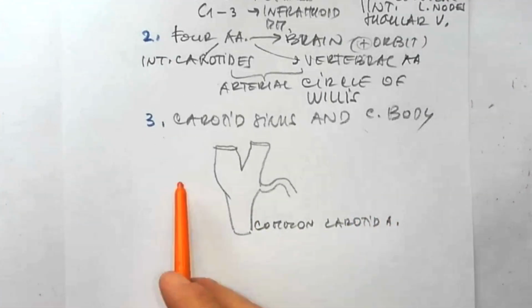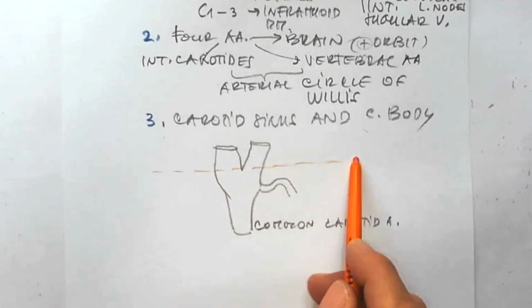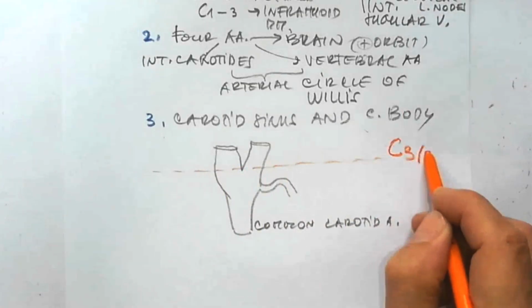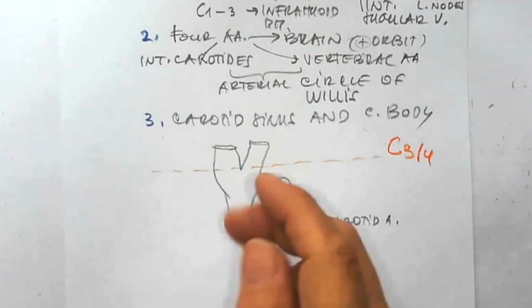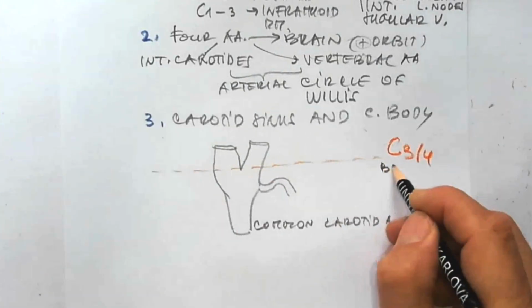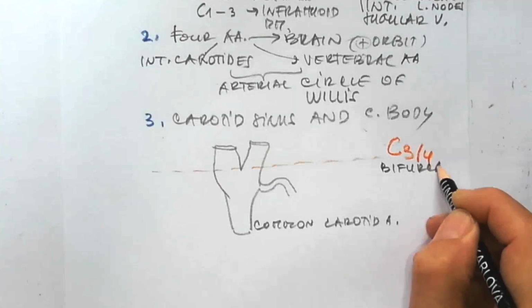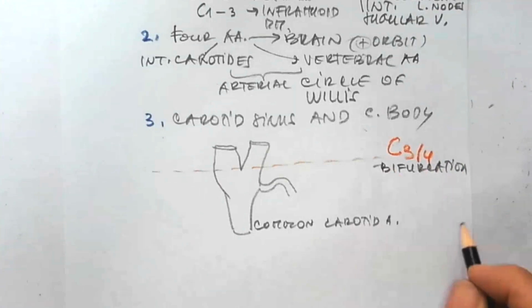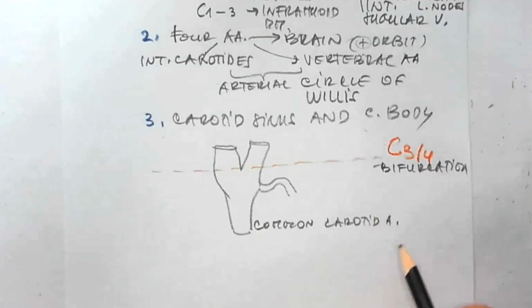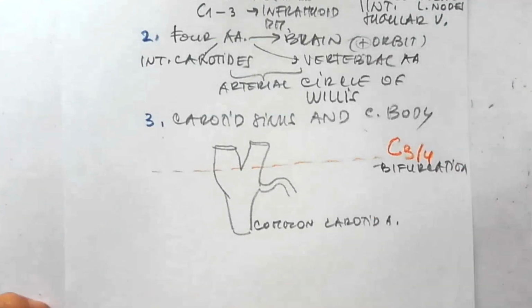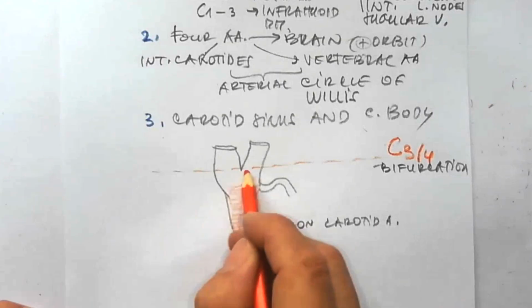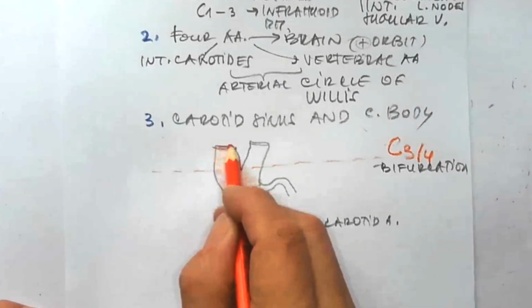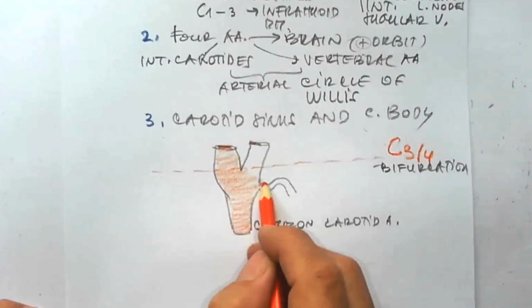If we are at this level, this is level C3, C4, skeletotopically, and this is the level where lies the bifurcation of the common carotid artery. Coloring this artery, we could use light red like that.